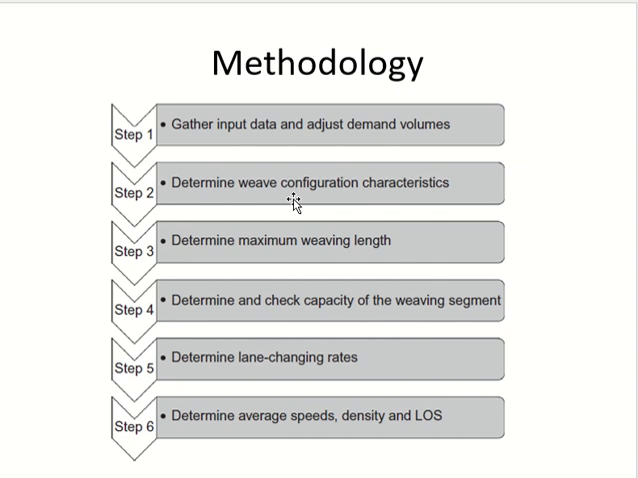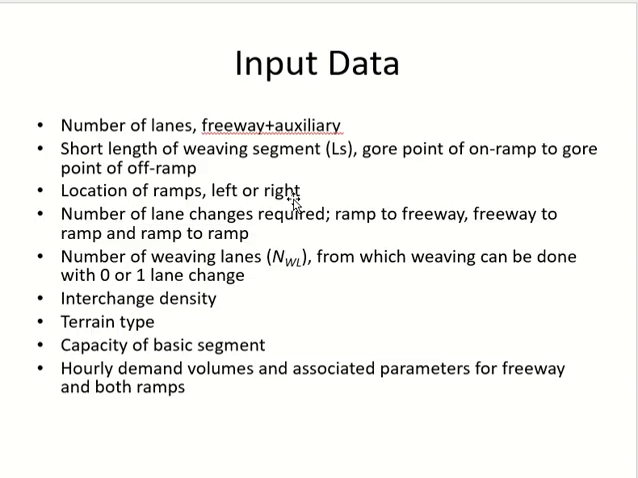Total lane changes, you will calculate it and divide by the length of the segment. Then find out the speed, density, and level of service, the same things which we have done earlier as well. What is the input data you need? You should know how many lanes you have, how many freeway lanes you have, and how many auxiliary lanes you have, the extra lanes between the two ramps. It can be one, it can be more than one as well, so one is not fixed.